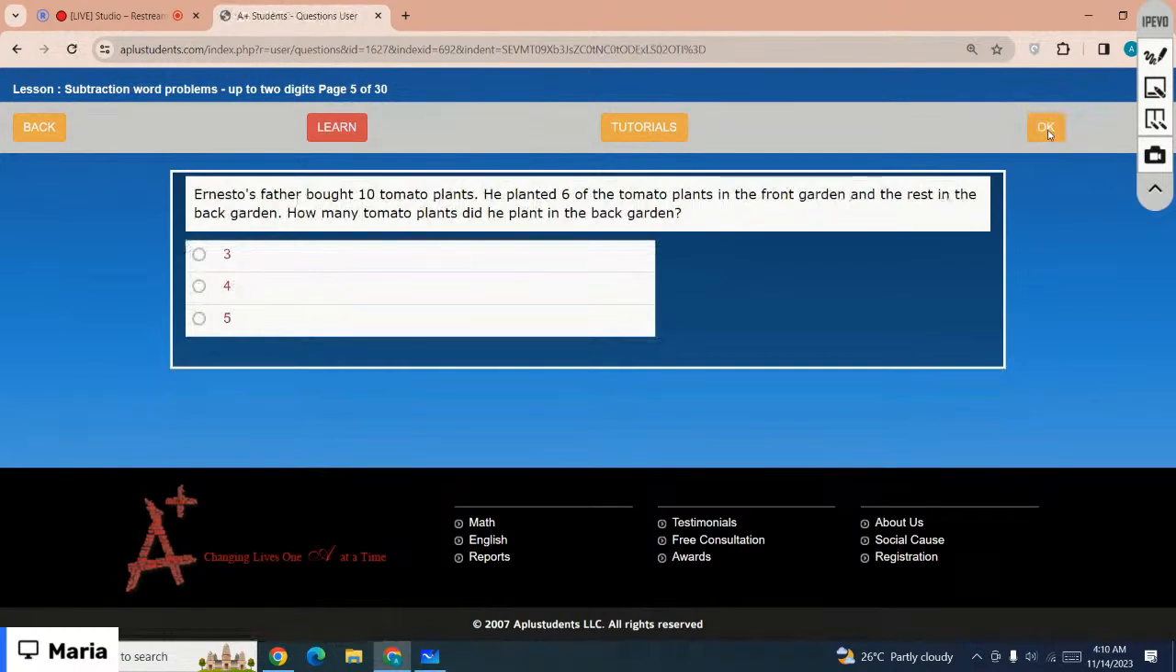Ernesto's father bought 10 tomato plants. He planted 6 of the tomato plants in the front garden and the rest in the back garden. How many tomato plants did he plant in the back garden? So, which is the correct option?